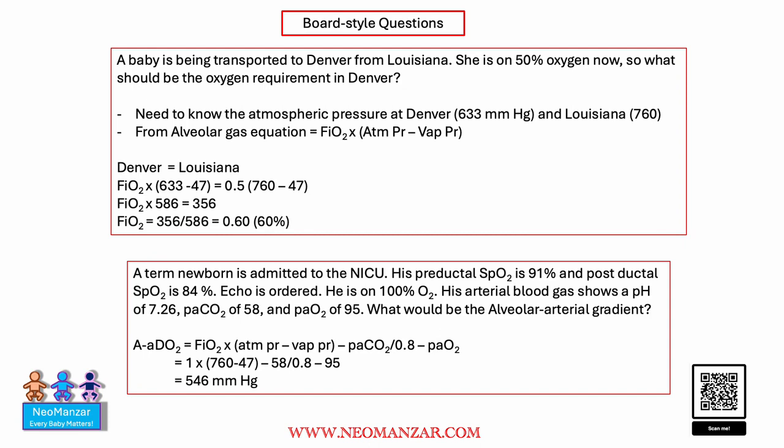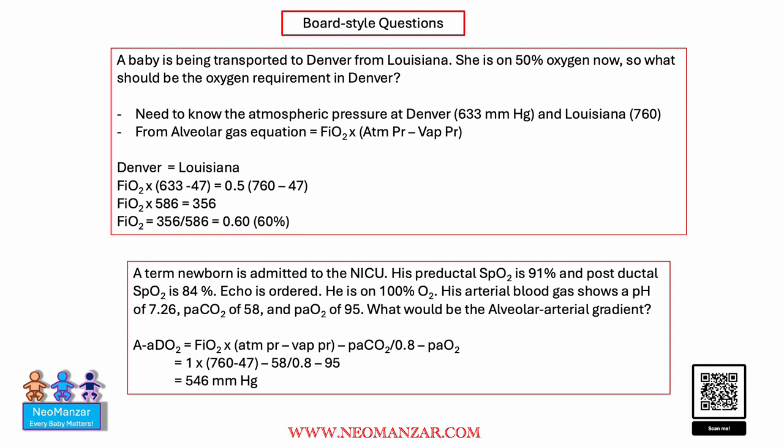The other question is about a term baby who's in an ICU. His preductal SATs are 91 and postductal is 84. Echo is ordered, and so we are waiting for the report. The infant is on 100% FiO2.